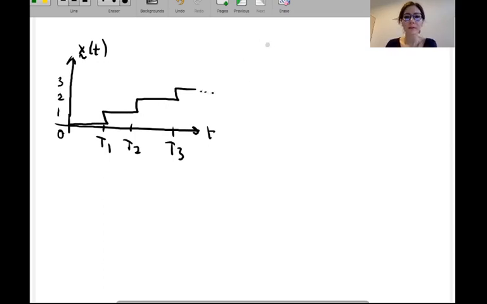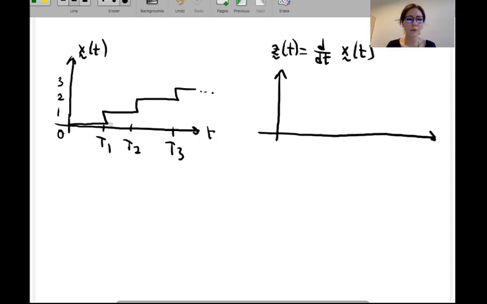Now, if you take the derivative of that process, z of t is equal to d by dt x of t, the derivative of this process would consist of impulses. So the first impulse would be at t1, the second impulse would be at t2, the third impulse would be at t3, and so on. An impulse here, impulse here, impulse here. So what should be the strength of the impulses? The strength of the impulse should be proportional to the amount of jump, but the jump is 1, so they all have strength 1. They each correspond to a single arrival.